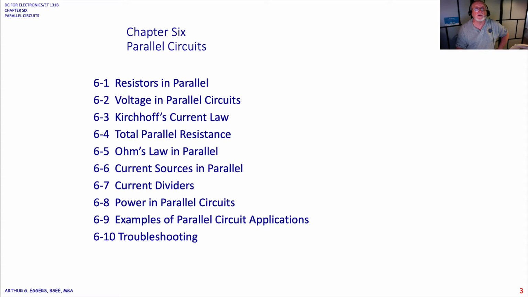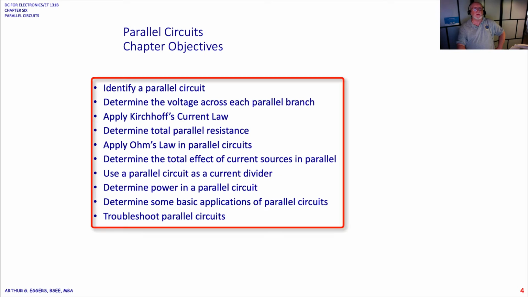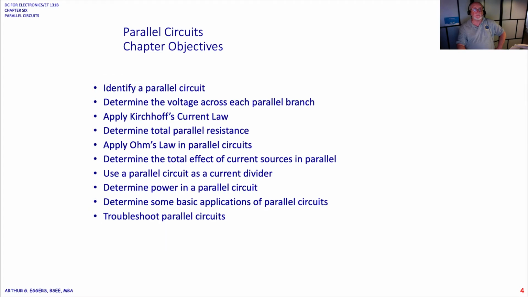Looking at current sources in parallel and how they are different from those of voltage sources. We learned about the voltage dividers. Now we're going to look at current dividers, power, and then some applications of parallel circuits. So all of those objectives there tied to what we just talked about.